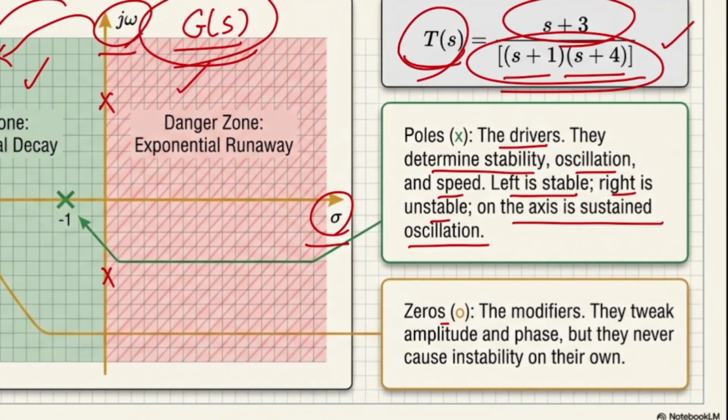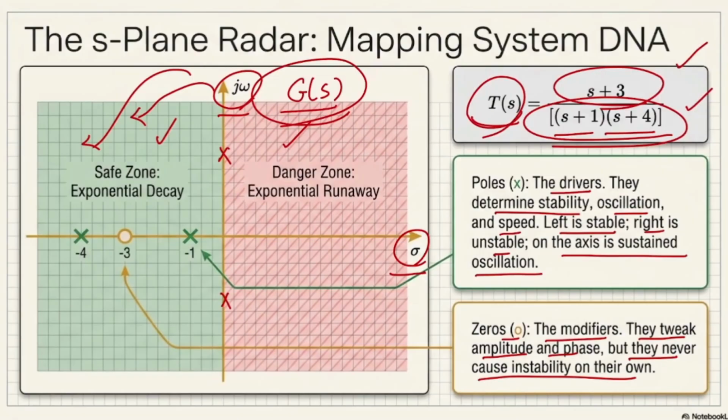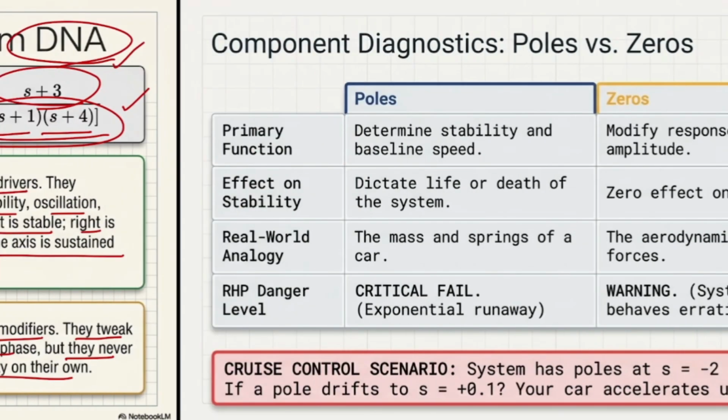When we have zeros, it means those are modifiers. They tweak amplitude and phase, but they never cause instability on their own. As we all know, and we have to remember all the time, the system DNA is something that the poles are going to determine.